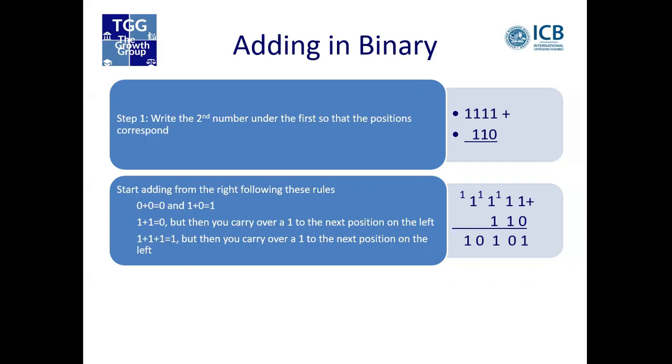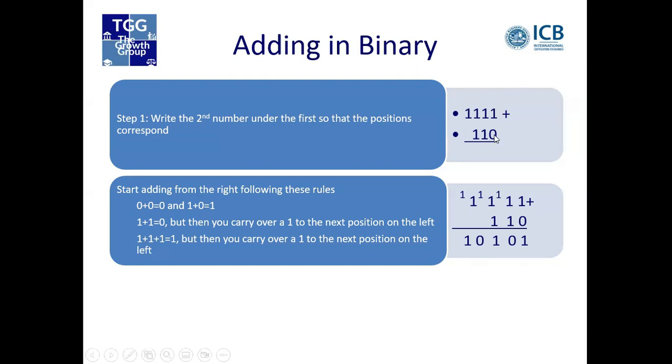If you're going to add a 0 and a 0, it's going to remain 0. If you're going to add a 0 and a 1, it's going to become 1. Because these are your only options, if you're going to add a 1 and a 1, you're going to get a 0, but then you will carry a 1 over to the next position on the left. I'm going to show you now. So 1 plus 1 plus 1 is 1, but then you carry over 1 to the next position on the left. So let me show you here.